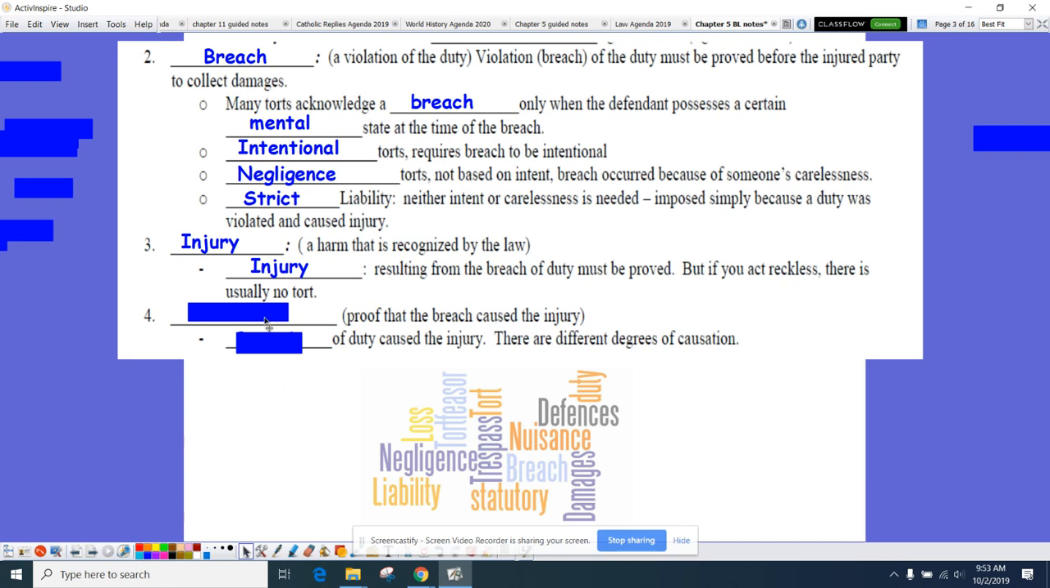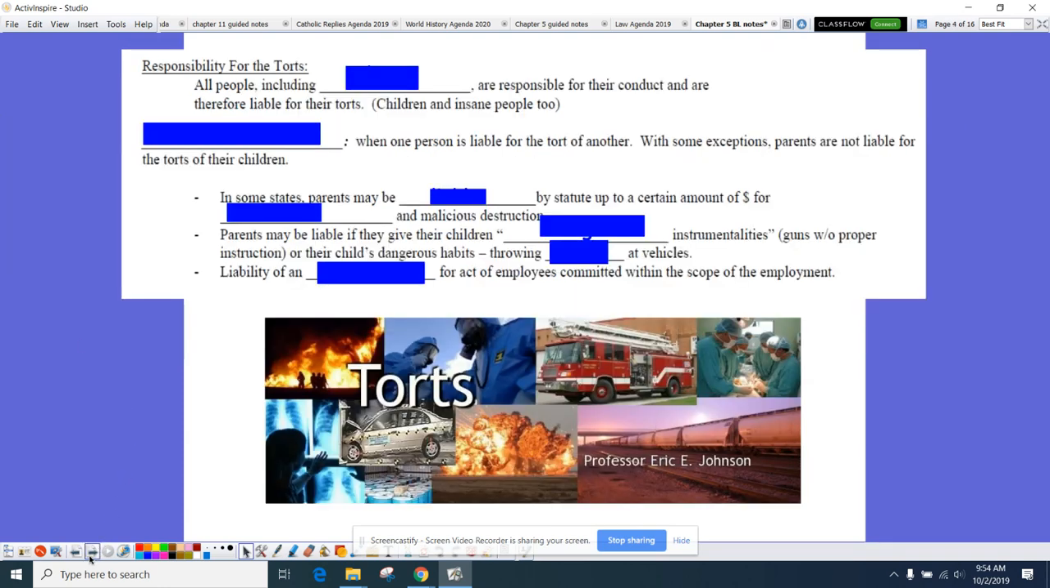And then finally, aside from duty, breach, and injury, causation. This is proof that the breach caused the injury, meaning that you have to prove that this accident or incident is what actually caused someone to have like a neck injury or such. Anyway, breach of duty caused the injury. In other words, that you did not fulfill a duty or it was not done properly, thus an injury occurs. There are different degrees of causation as a result of that.